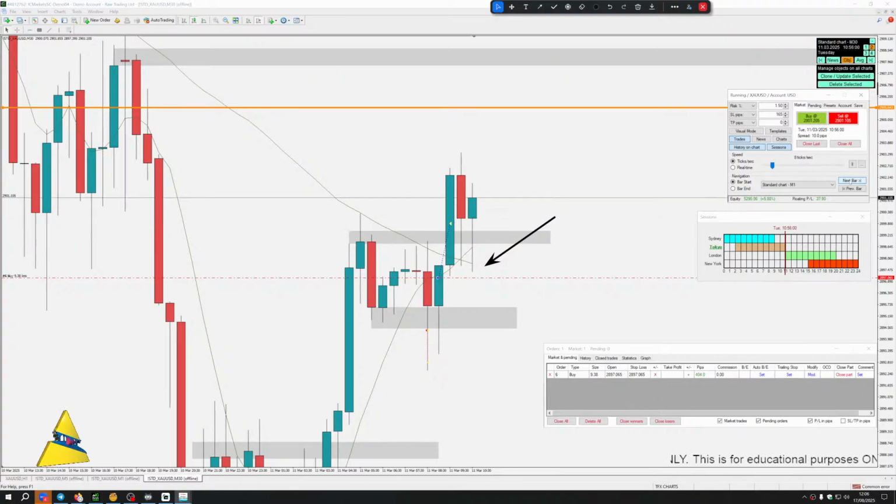TFX SMAs. You can download the free SMA indicator in the description box. Really nice confluence. I think it really helps with psychology. When you have some kind of backup like that, it really helps you with psychology.